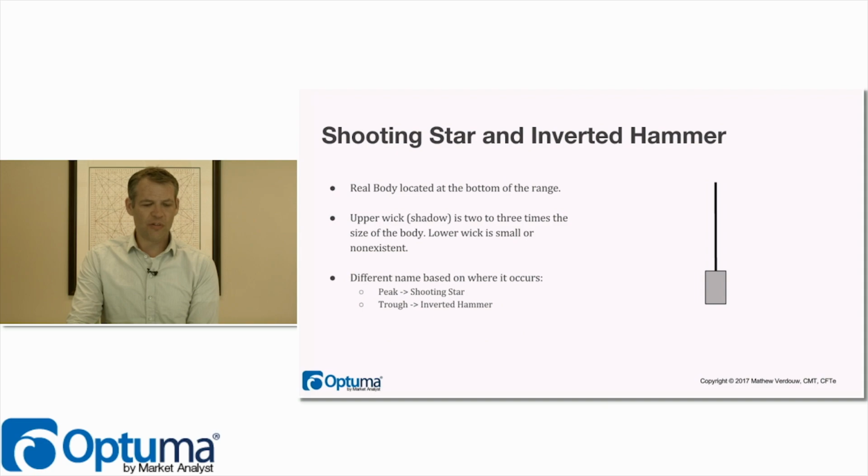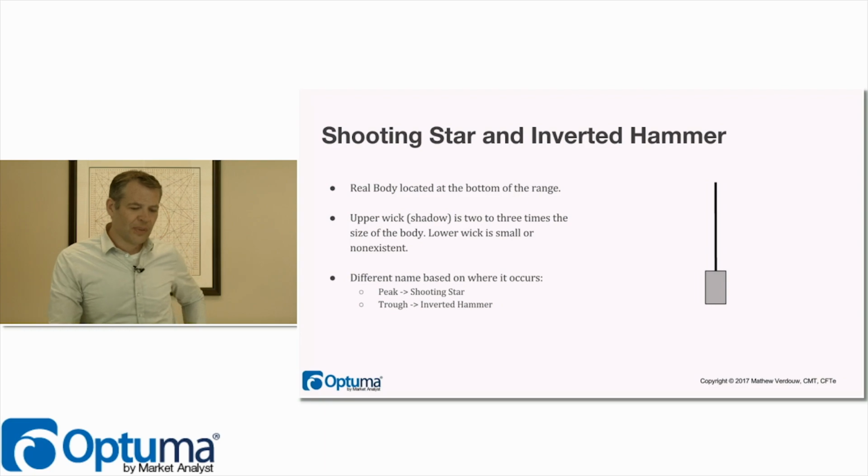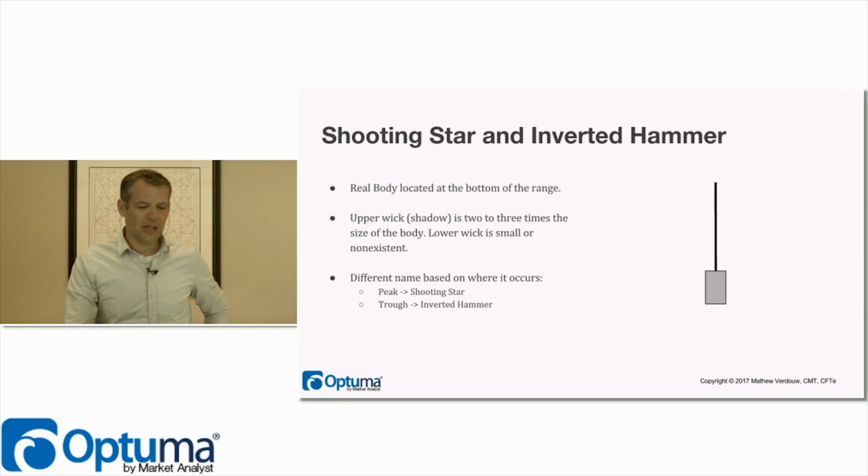All right, shooting star and inverted hammer. So this is the opposite case. Again, at the peak, it's called a shooting star. And at the trough or at the bottom, it's called an inverted hammer. So remember, the hammers are all at the bottom of the markets. Again, 2 to 3 times, same sort of principles apply.